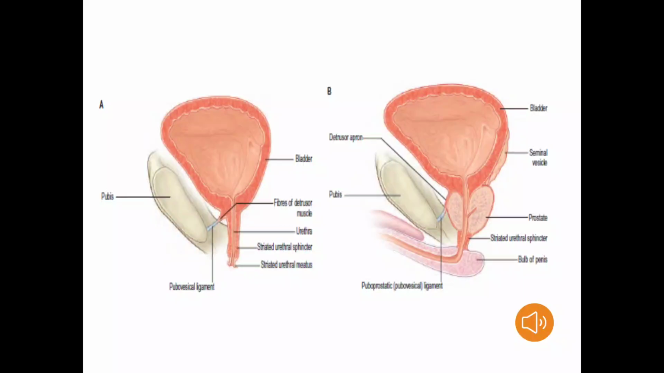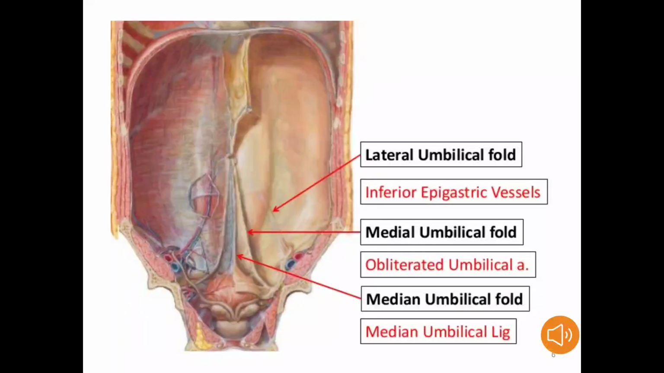In the diagram, you can make out the pubovesical and puboprostatic ligaments. In this diagram, you can make out the superior ligaments. It's the median umbilical ligament, that is a remnant of the urachus. The medial umbilical ligament is the obliterated umbilical artery, and the lateral umbilical fold contains the inferior epigastric vessels.